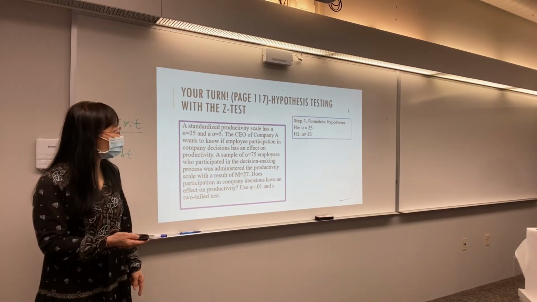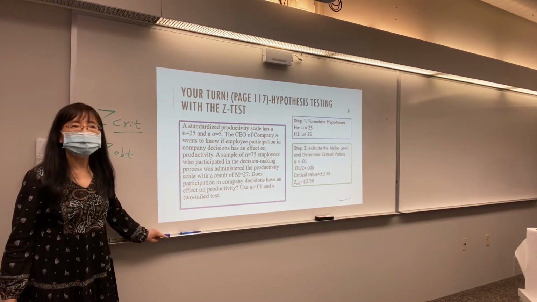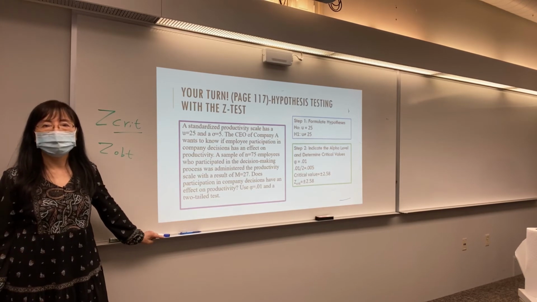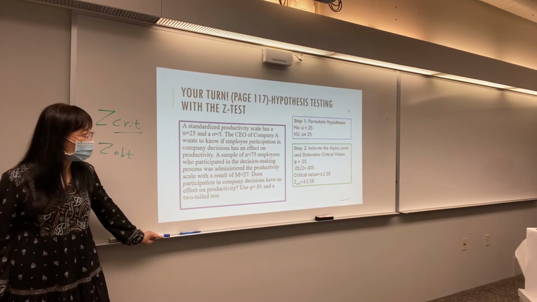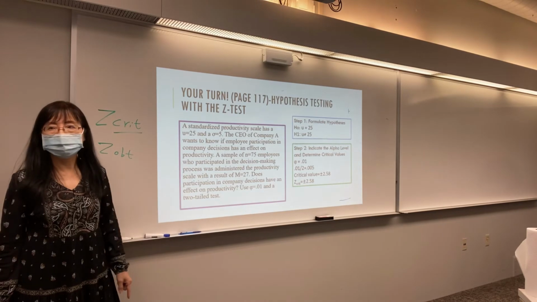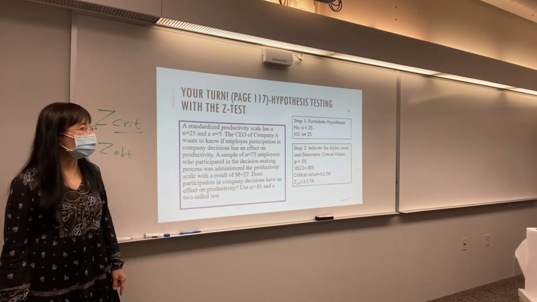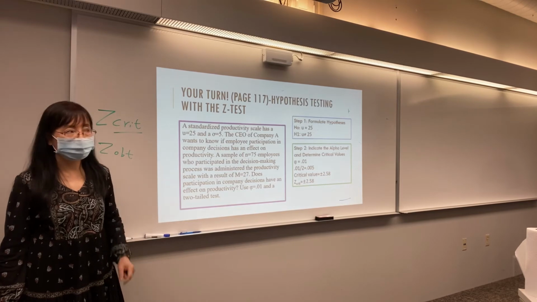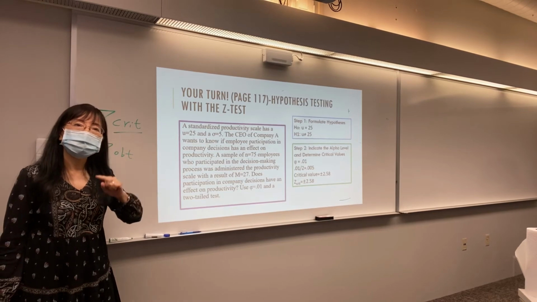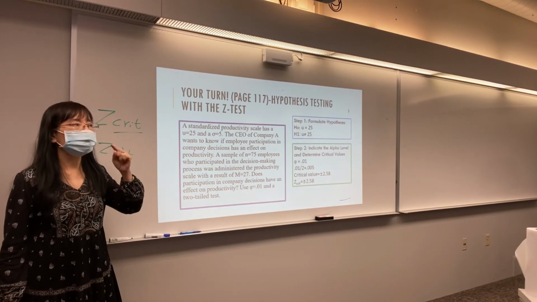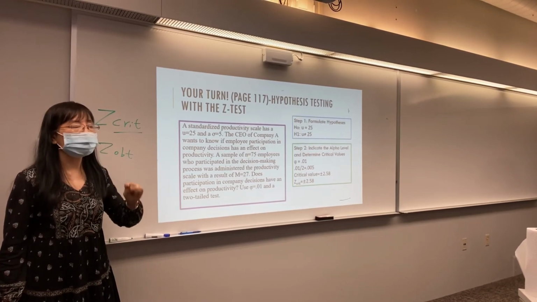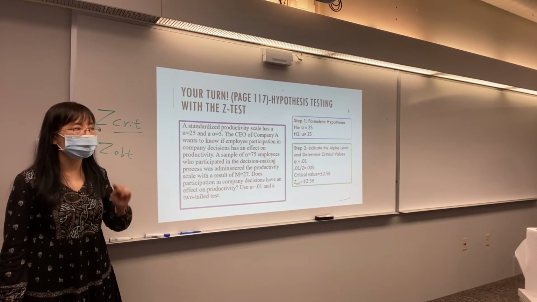Then your second step, you put alpha level is 0.01. And then since there are two tails, you need to divide by 2. So you got 0.005. Then you go to your table, find your tail for 0.005, then you got critical value is positive negative 2.58.